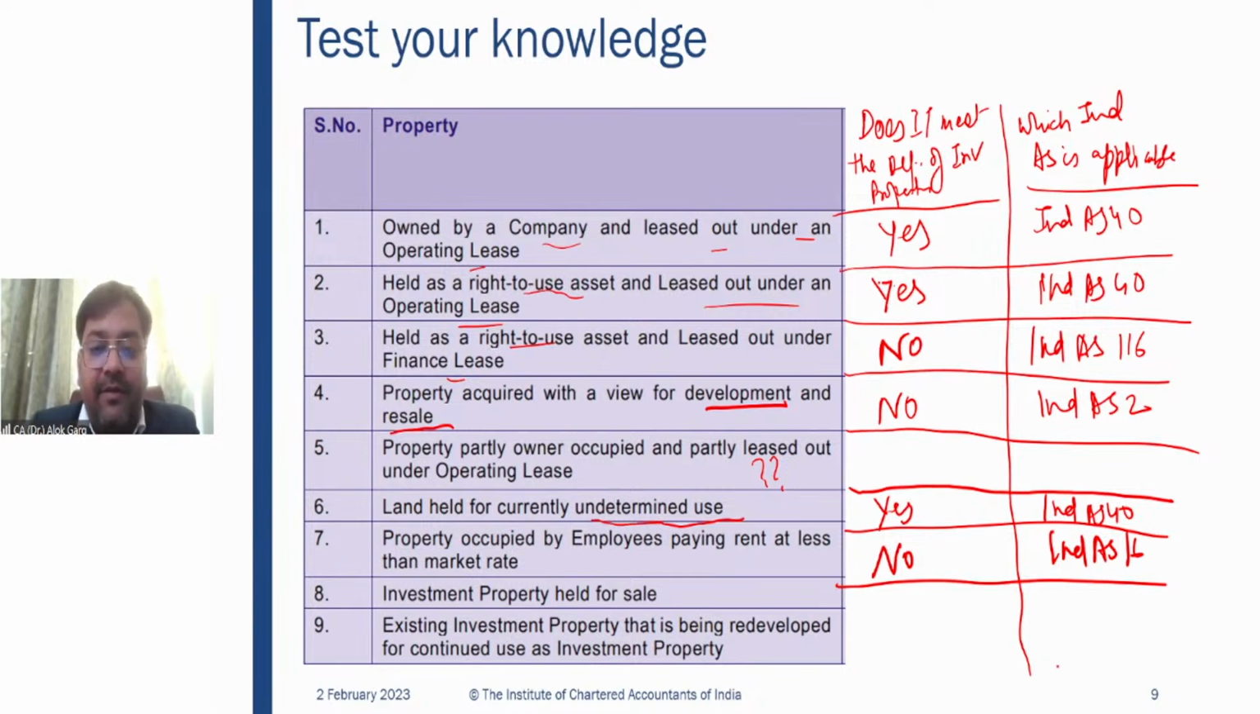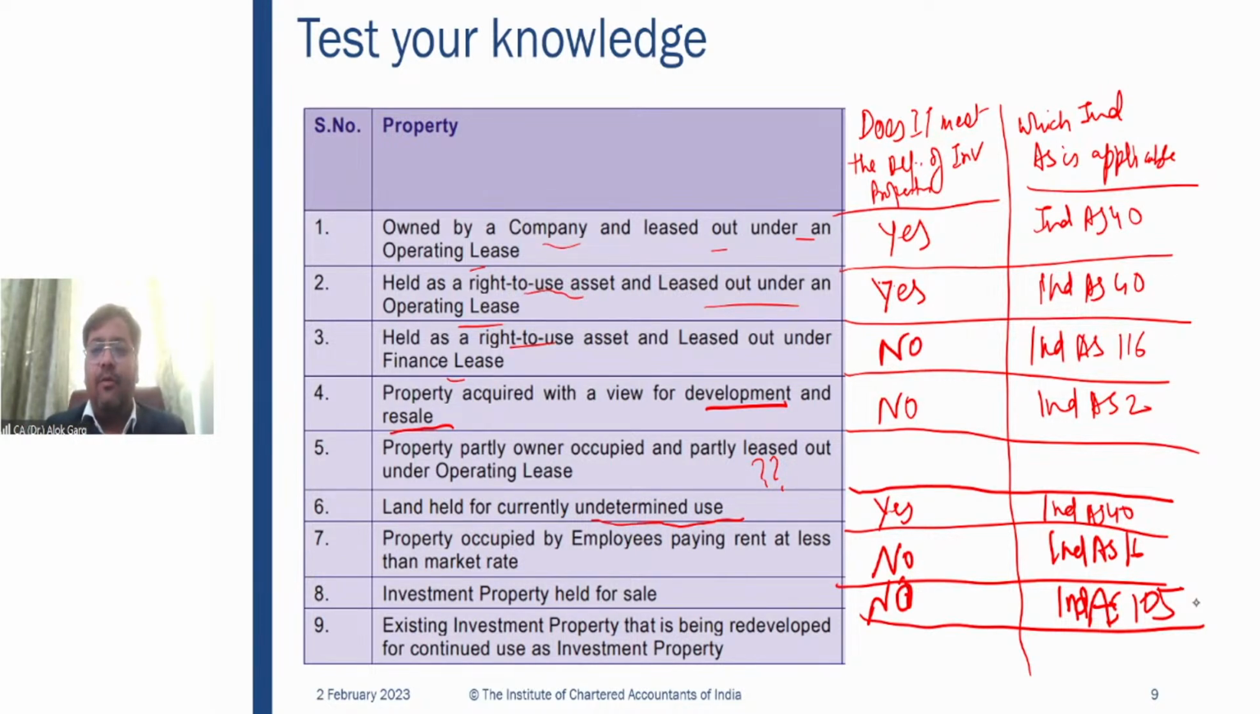So it is not meeting the definition of Ind AS 40. It is meeting the definition of Ind AS 105. Ind AS 105, right? Clear? Any doubt? Any doubt in this case?